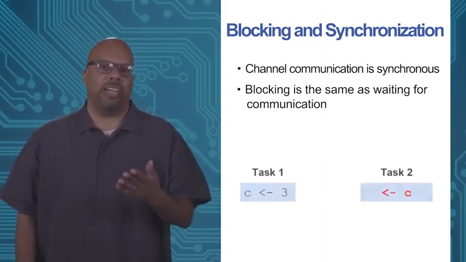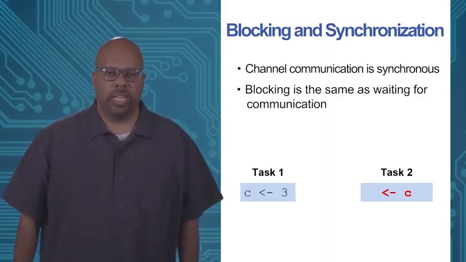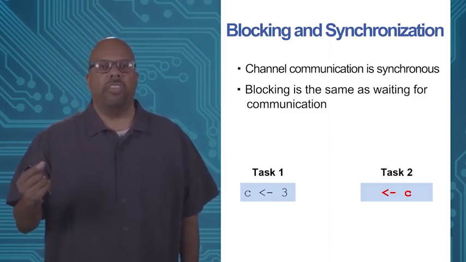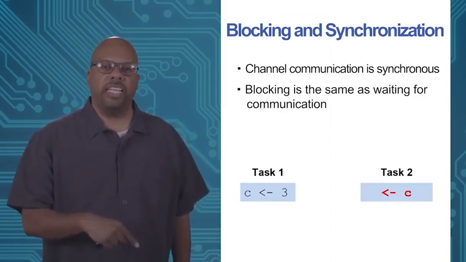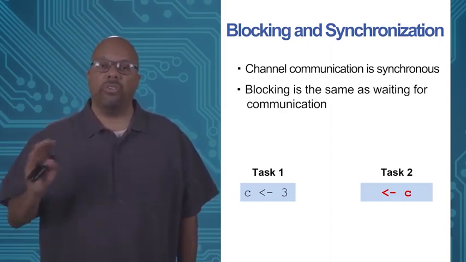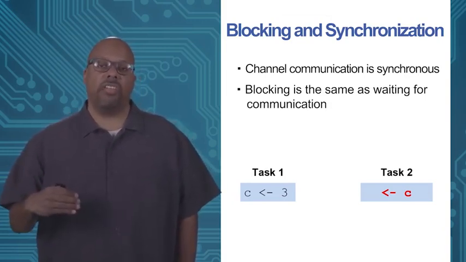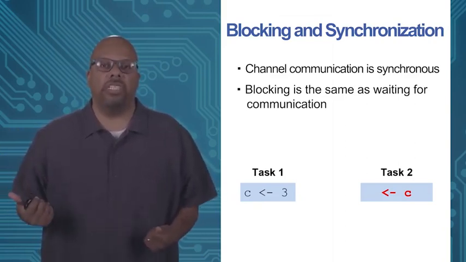So here's the example I have. Test 1, test 2. Test 1 sends the number 3 onto the channel. Test 2, notice that it has the arrow and then the C, which means to receive something from channel C, but it's not assigning it to any variable. It's not saying x equals arrow C. It just says arrow C. So in this case, task 2 is receiving something off the channel, but it's not using the data. It's basically throwing away the data that it receives.